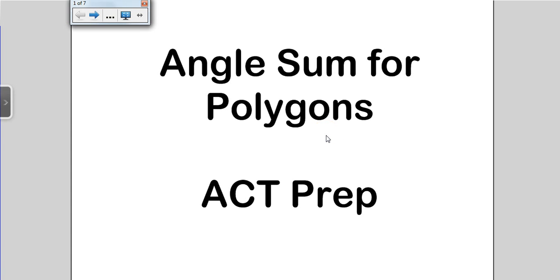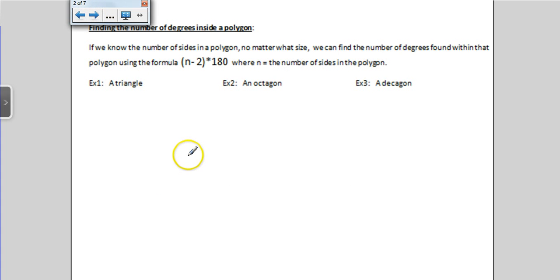Our next lesson involves angle sum of polygons, another concept from geometry. So in order to determine the total angle sum for any polygon, the formula we use is n minus 2 times 180. And that's a formula you're going to have to memorize for your ACT.